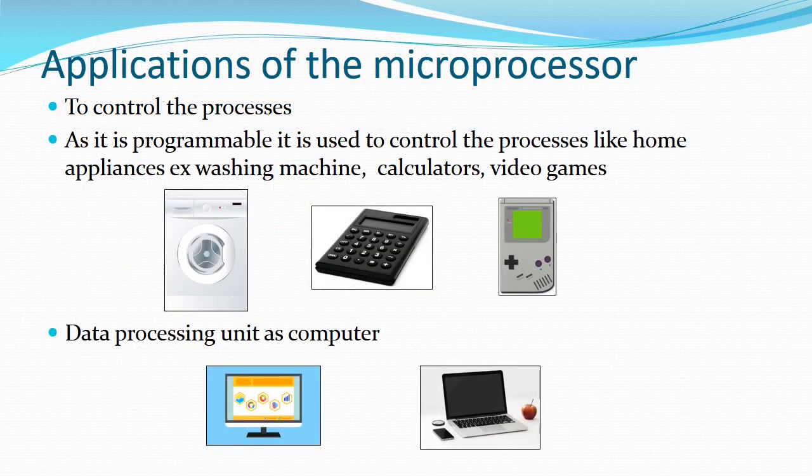Applications of microprocessors. Microprocessors are used extensively in day-to-day life, like in washing machines, calculators and gaming consoles, etc. In industry, microprocessors are used to control industrial processes. The second and the most important application of the microprocessor is the computer, whether it is a desktop computer or a laptop. These are used for data processing and entertainment.